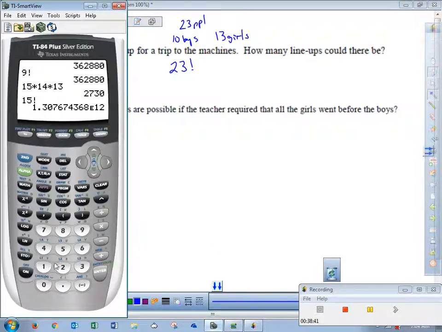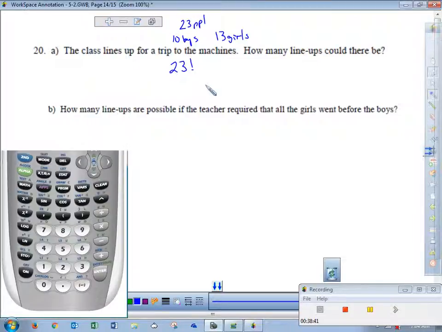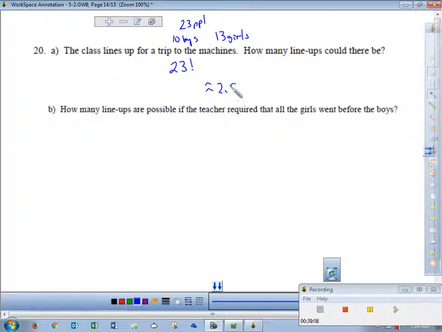So 23, not second. Choice 4. Holy cow. So there's 9 spots. That means I need a lot, 13 zeros. So what we're going to do is we're going to write about 2.58. Let me get that calculator back up here.